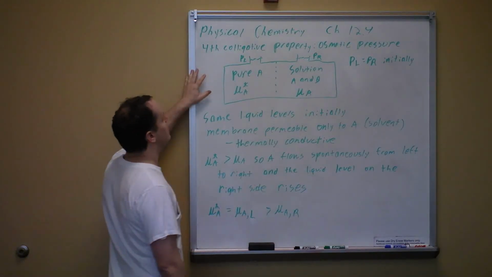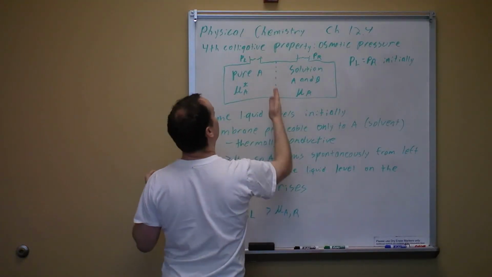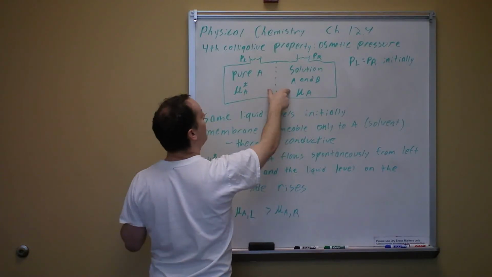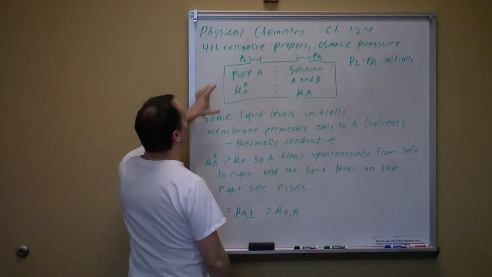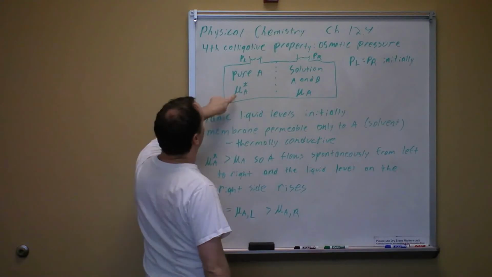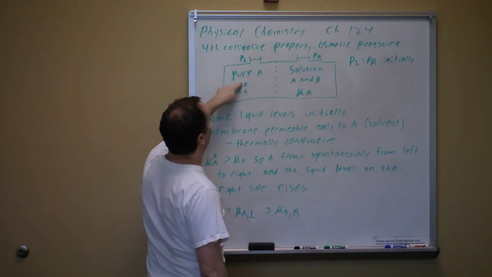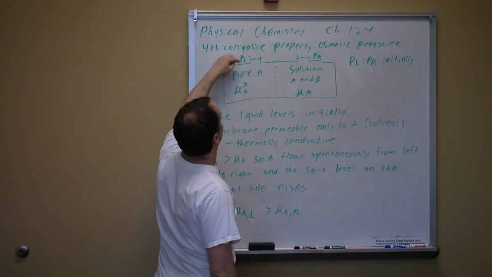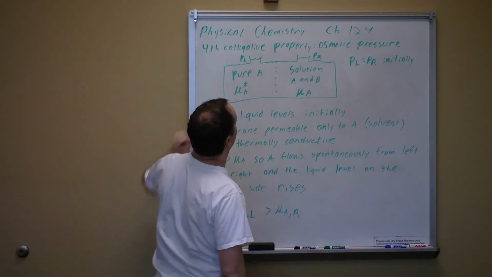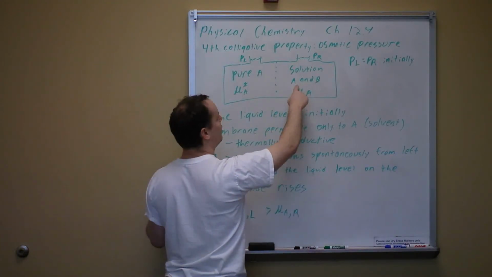So let's say we have this system. We've got a membrane down the middle that only A, our solvent, can go through. On the left side we have pure A, so it has chemical potential mu A star. And then we have a certain pressure here, pressure on the left side. Over here we have solution. We have A and B.